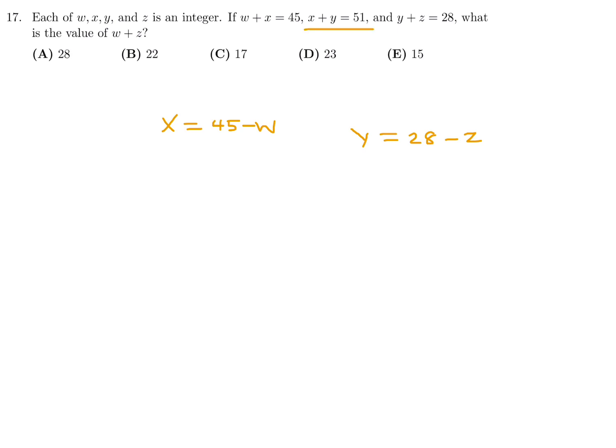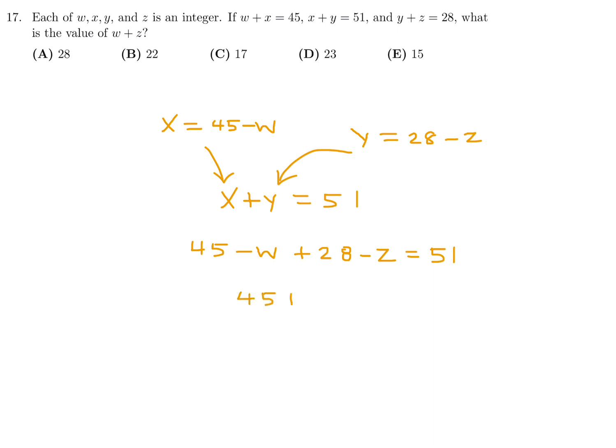And then therefore X plus Y equals 51. I can substitute that, so that'd be 45 minus W. And then for Y, I'll substitute that, which would be 28 minus Z is 51. So 45 plus 28 minus 51 is equal to W plus Z. And when you do that math, 45 plus 28 minus 51 is 22. So number 17, the answer is B.